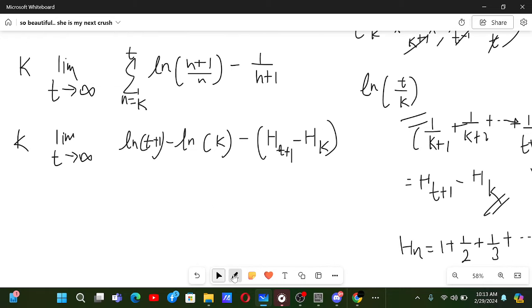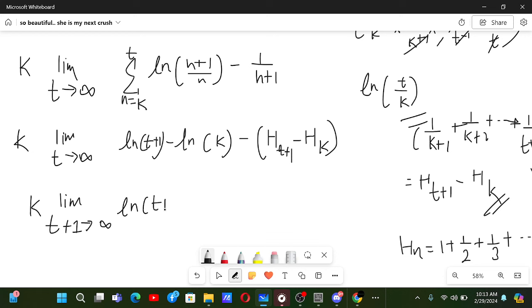Okay, so now we have k, and the limit: if t is going to infinity, t plus 1 also goes to infinity. T plus 1 goes to infinity, plus 1 is just infinity. And we have ln of t plus 1 minus h of t plus 1 plus h of k minus ln of k. Okay. Now what do we do?